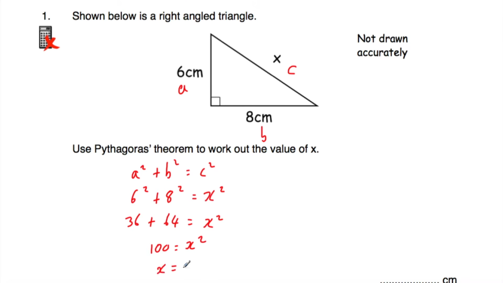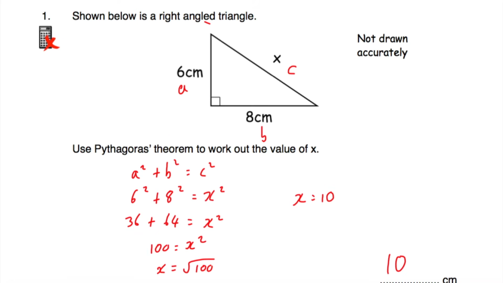So x equals the square root of 100. What number do we multiply by itself to get 100? Well, 10 times 10 is 100, so the square root of 100 is 10. That means that x equals 10, so the length of this side is 10 centimeters, and that's it. We have used Pythagoras' theorem to work out the length of the hypotenuse, the longest side of this right angle triangle, x, and that's 10 centimeters.